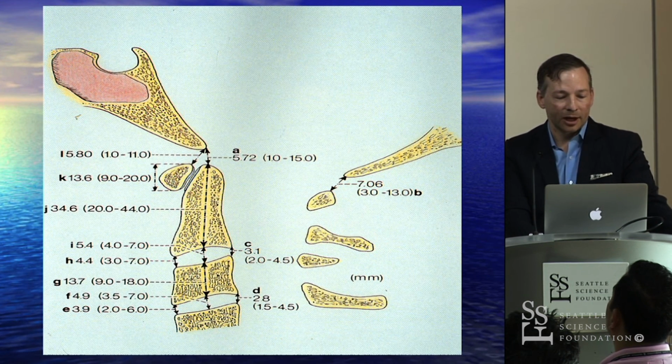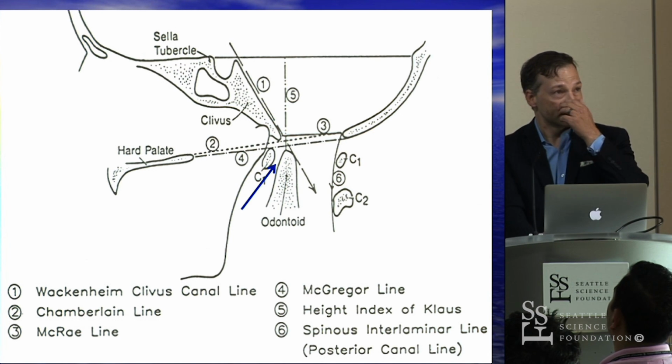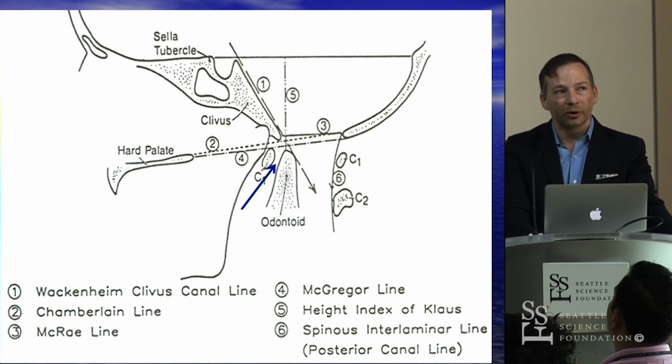In kind of closing, lots of morphometrics of C1 and C2, and you can draw tons of lines. Some of these are clinically useful, some are not. This probably is a good take-home picture of some of the things that have been used in the past to discern whether or not the bony parts are in their appropriate location. Wackenheim's line, I think, is pretty useful, or that clival line.